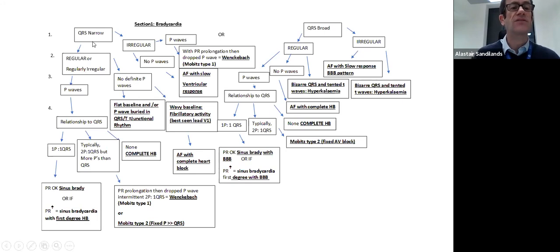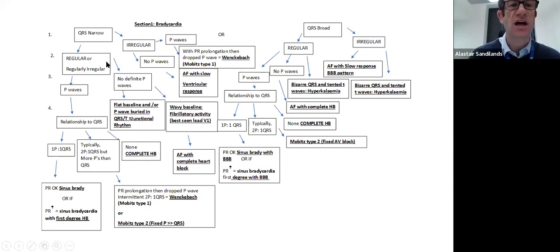And now down this side, if we have a QRS that's narrow, regular, with P waves, our sinus node is still working. What is the relationship of the P waves to the QRS? Is it 1-to-1? Is it a sinus bradycardia, or is it first degree heart block, depending on the PR interval? If it's typically 2-to-1, with more P's than QRS's, then it could be Wenckebach still, or Mobitz type 2 second degree AV block. So there are normally 2 P waves for every QRS. Or if there's no relationship of the P waves to the QRS, then we have complete heart block.